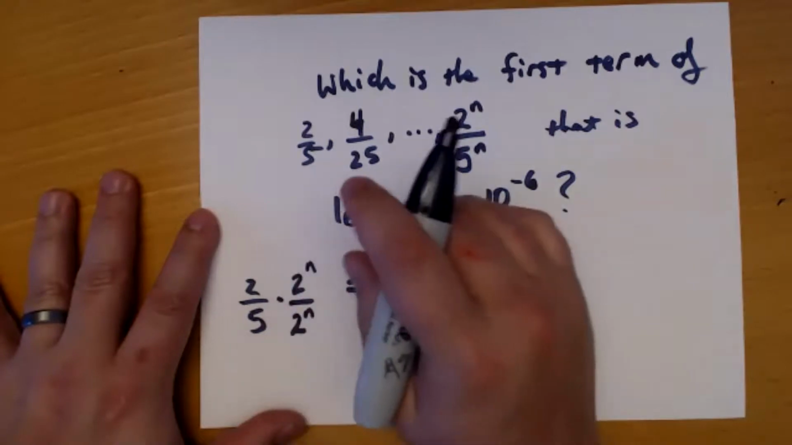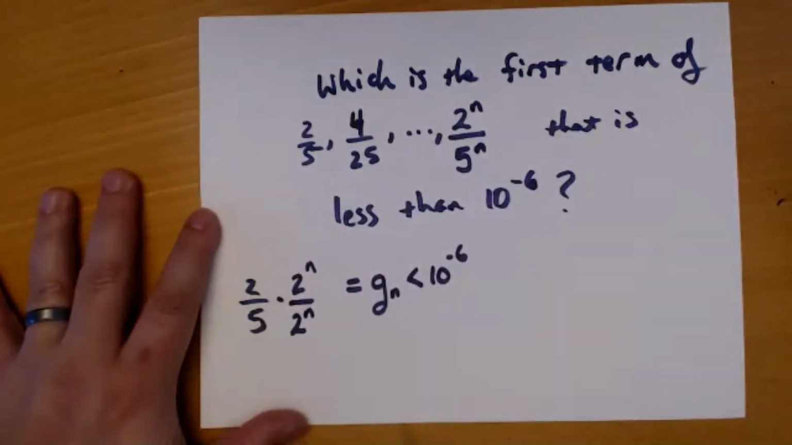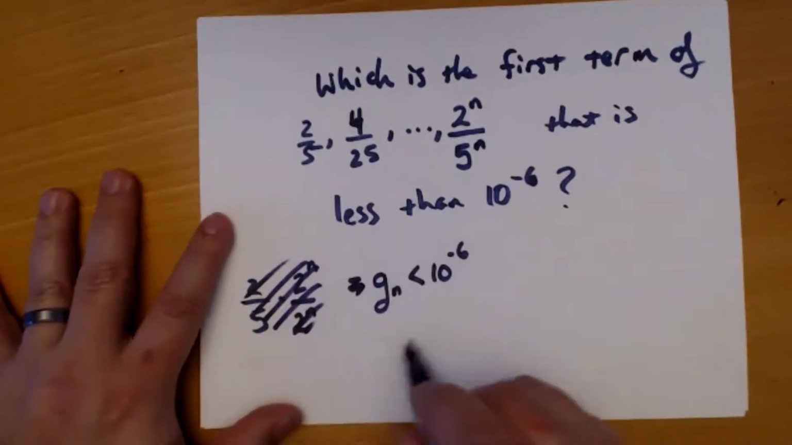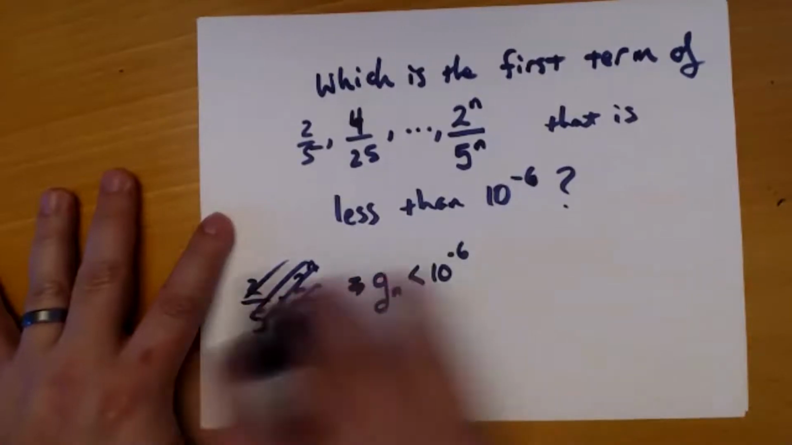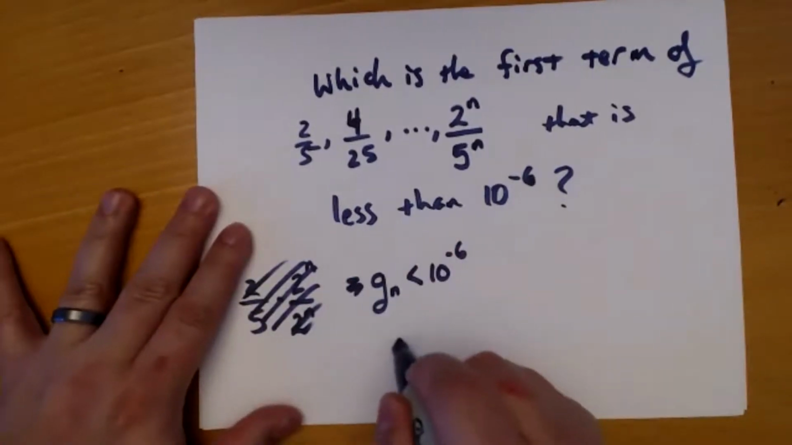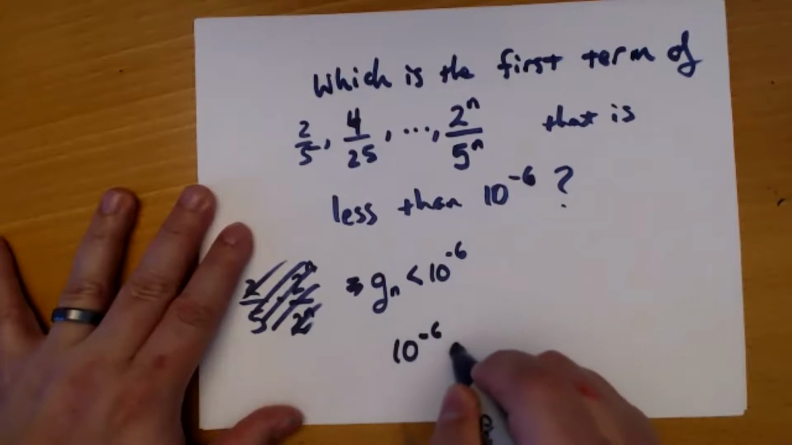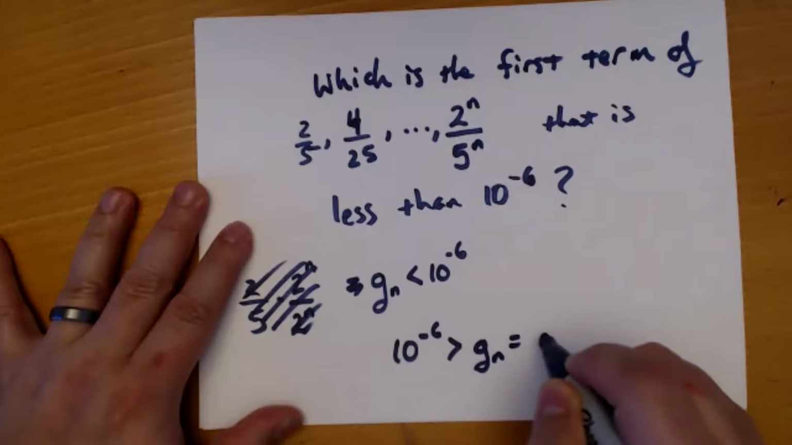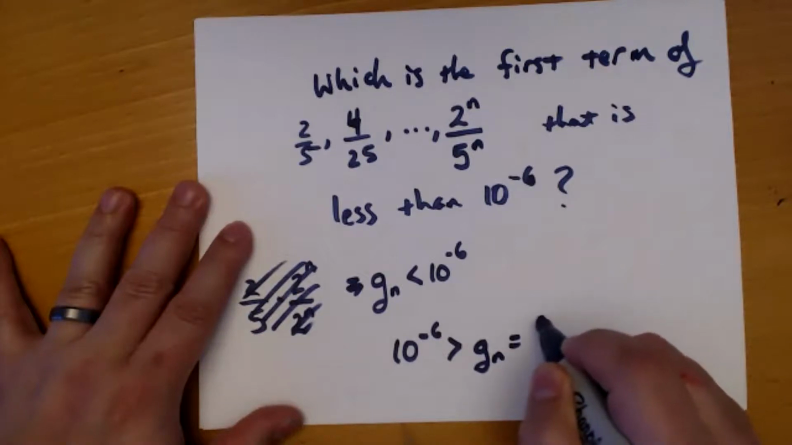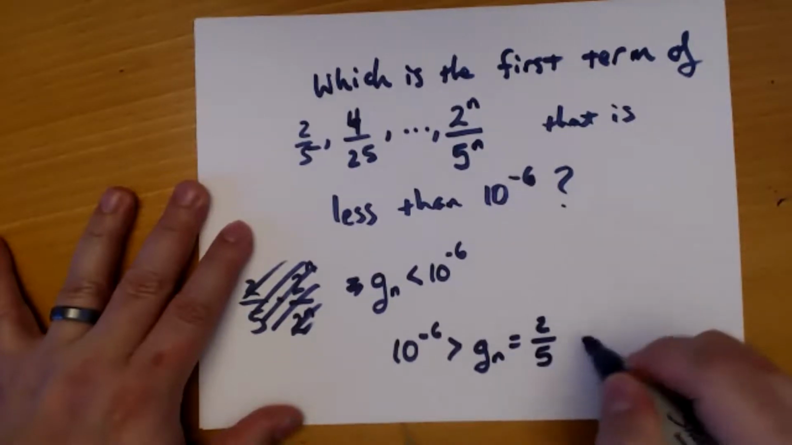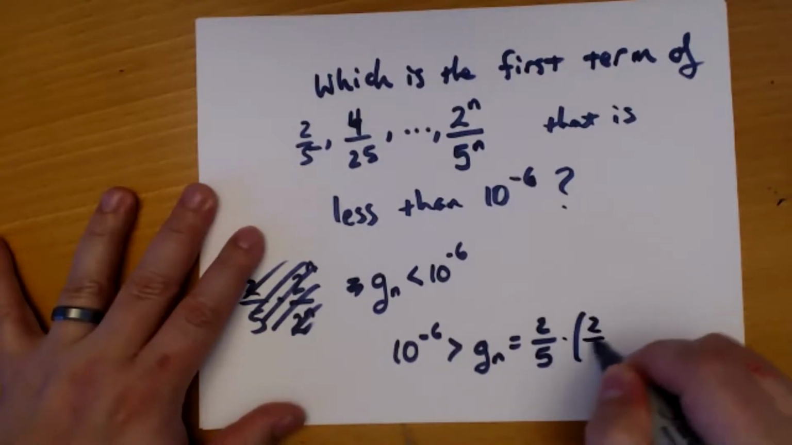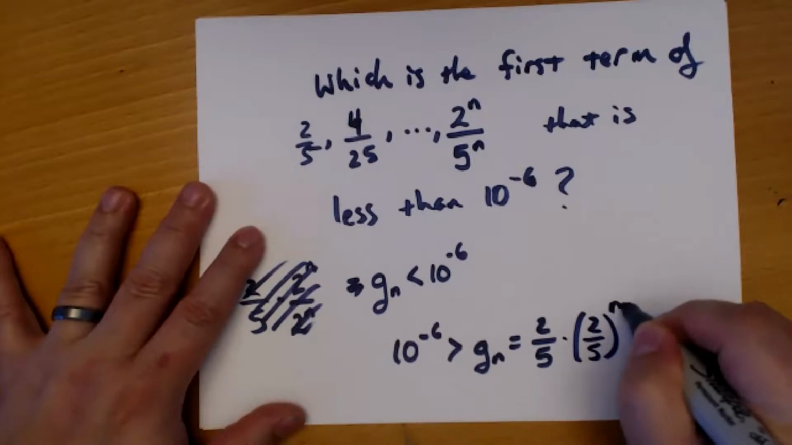Wait, hold on. Oh, I lost somebody. Give me a second. All right, actually, I'm going to rewrite that so that it's a little clearer. I'm just going to do it over here because I'm going to run out of room. So 10 to the negative 6 is g sub n, which is g sub 1 times 2/5 to the n minus 1.